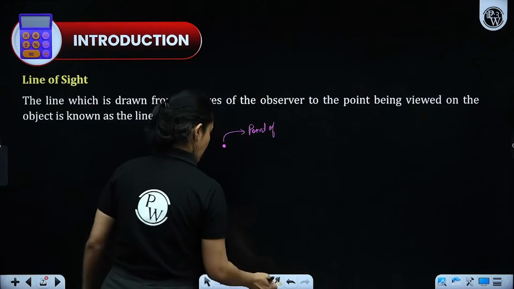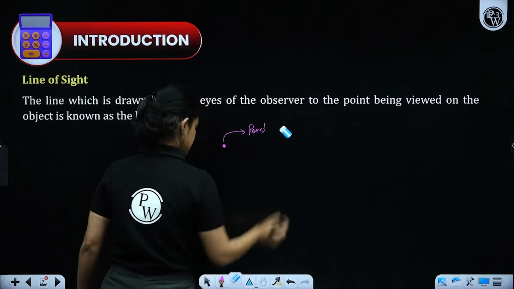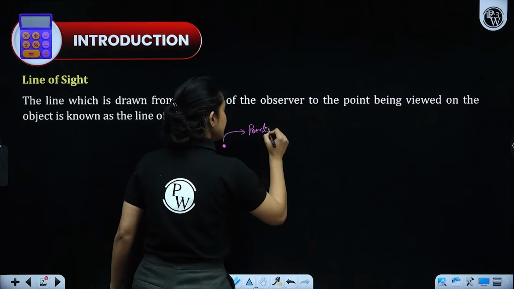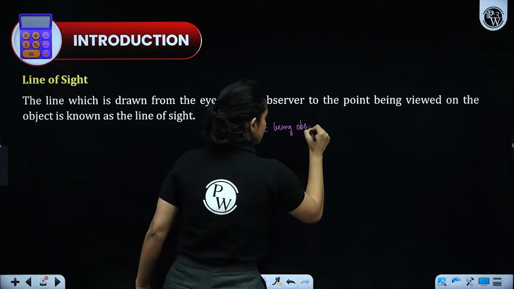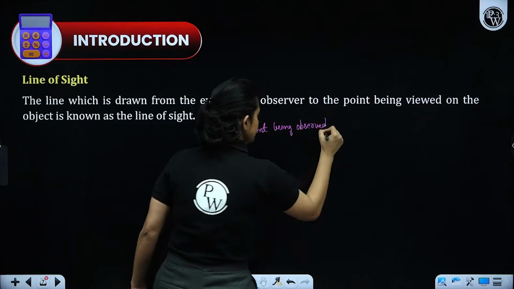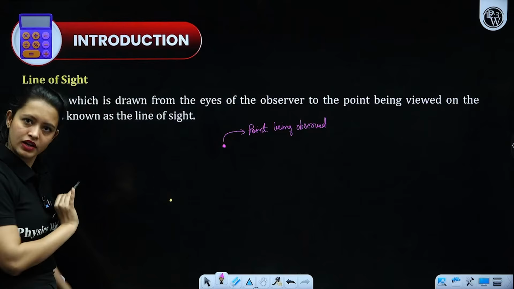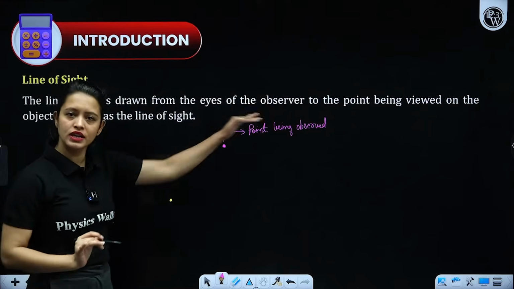This would be the point being observed. Okay, this is the point being observed. Understood? Now, is this the only scenario possible?